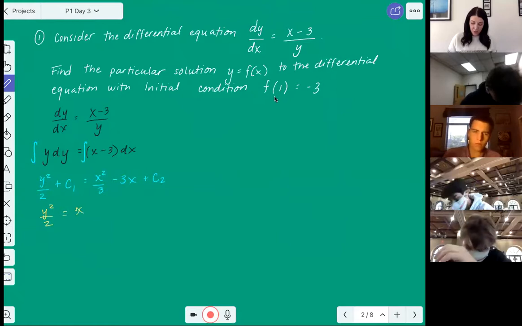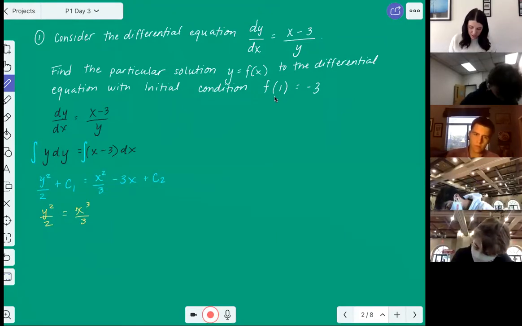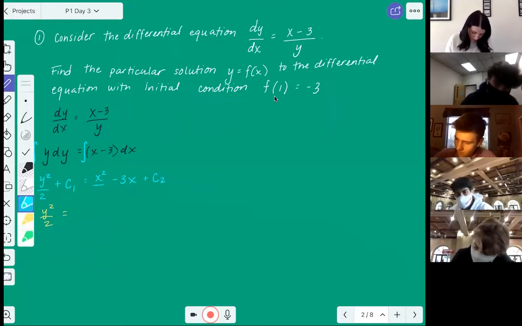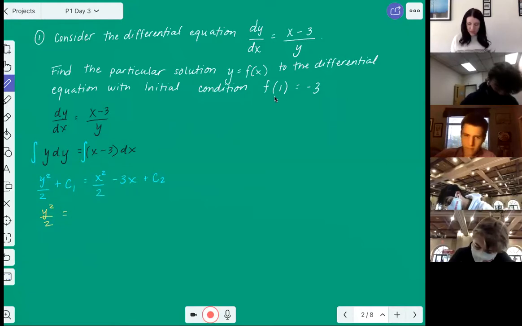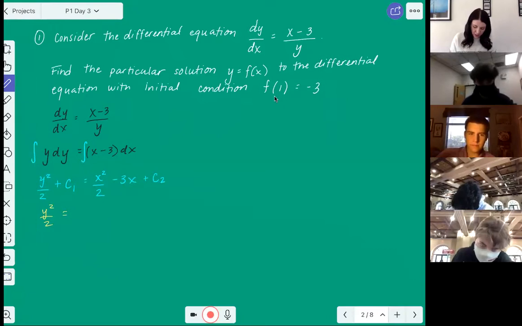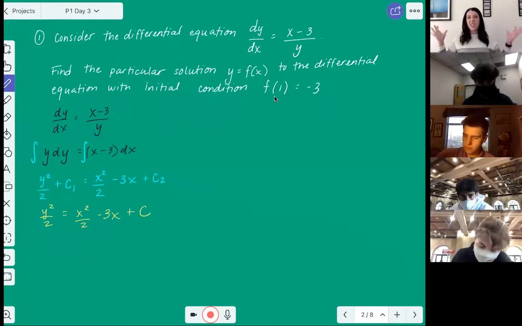So I'm going to get x cubed over 3. Oh, I'm sorry, did I say x cubed over 3? Why did no one correct me? You guys, call me out when I'm silly. It's x squared over 2 minus 3x plus C2. Sorry if that confused anyone. Please unmute if I ever make a silly mistake like that. It's early and I've barely had any coffee. So on the right side, we get x squared over 2 minus 3x and then plus C, just C with no little subscript.